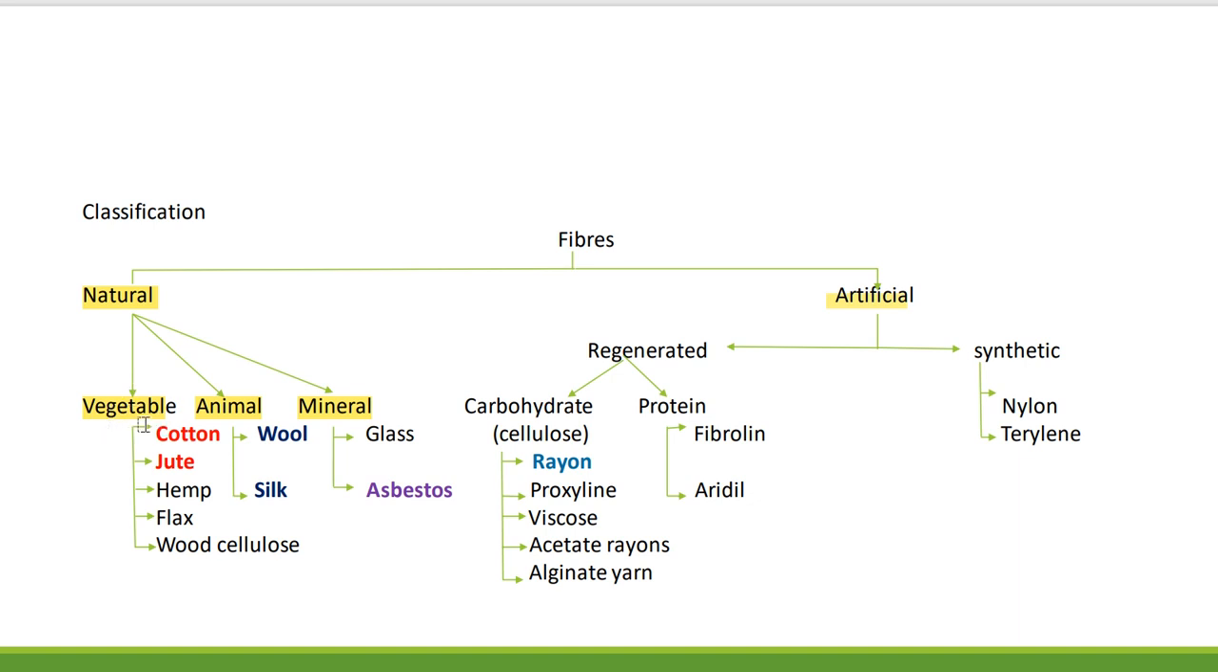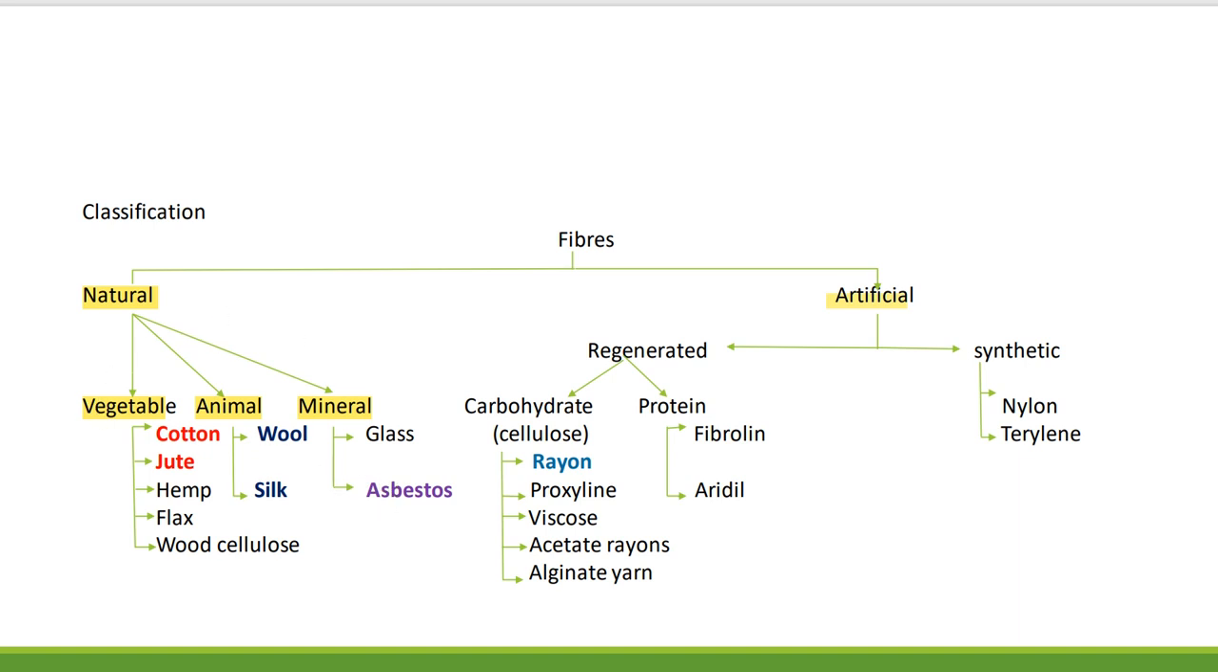Now vegetable fibers, which we get from plants, include cotton, jute, hemp, flax, and wood cellulose. In this video we'll cover cotton and jute, and in the second part of this video we'll be covering hemp and one mineral, that is asbestos.